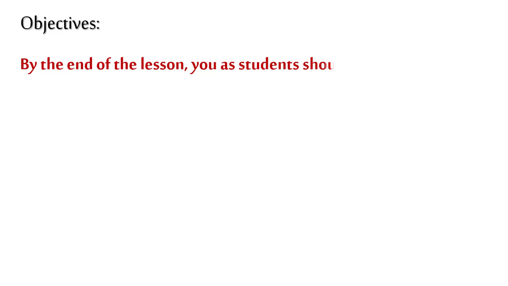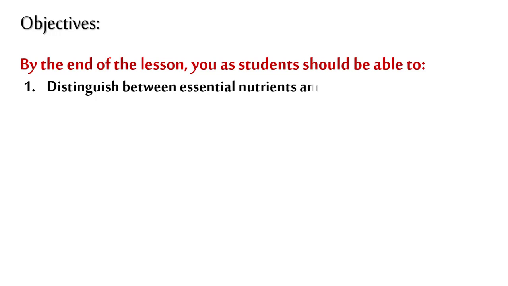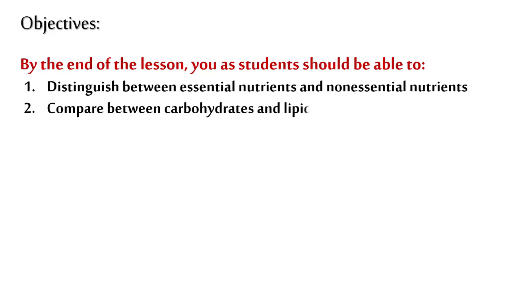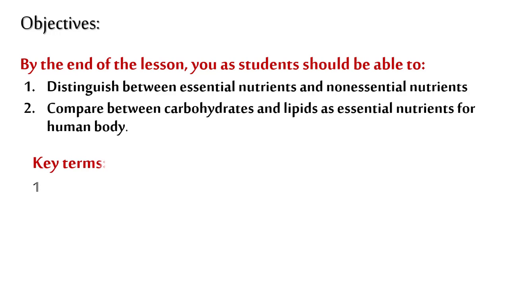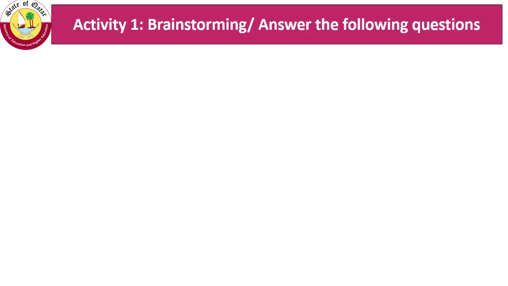Let's now look at our objectives. By the end of the lesson, you as a student should be able to: first, distinguish between essential nutrients and non-essential nutrients. Second, compare between carbohydrates and lipids as essential nutrients for human body. Our key terms for today are carbohydrate, nutrients, food, and lipids. And now, let's start brainstorming together and answer the following questions.